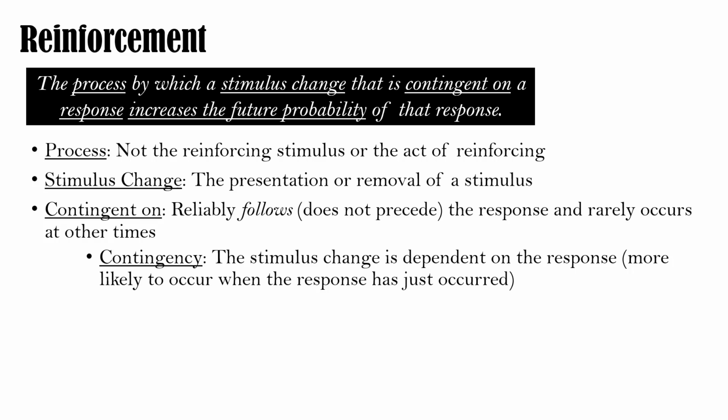And that stimulus change is contingent on the response. So that means that stimulus change, whether you're presenting or removing a stimulus, reliably follows the response. It doesn't come before it. The person engages in the response, and then the stimulus change happens. When we talk about a contingency, we're talking about that change being dependent on the response. So it's more likely to occur when the response has just occurred. So it's essentially this if-then relationship. If the behavior occurs, then this will happen in the environment.